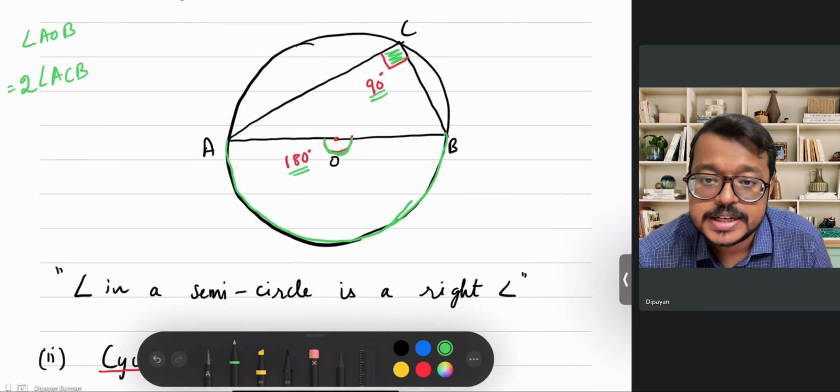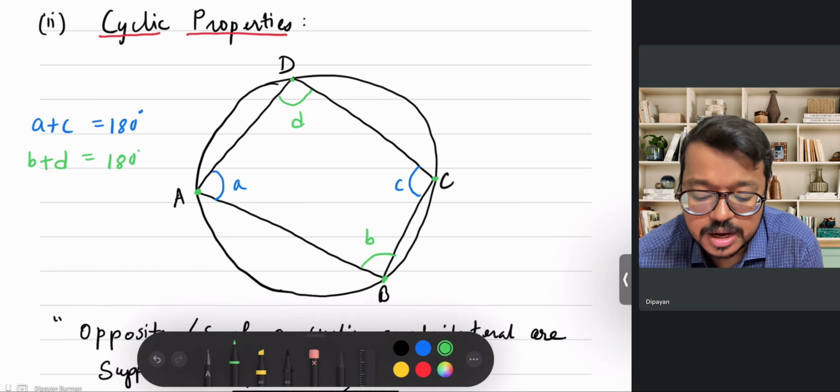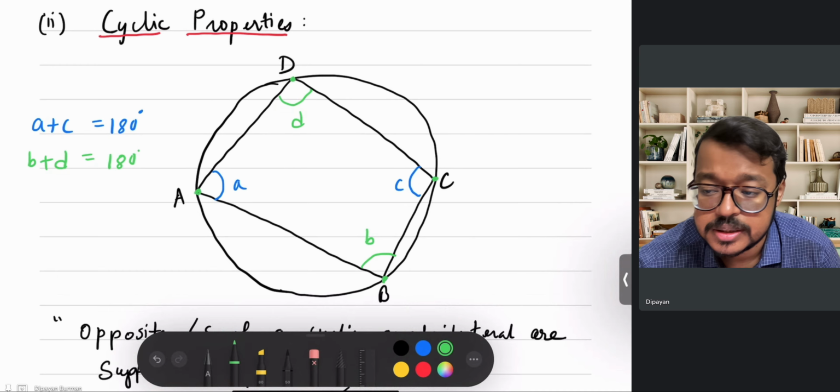Next, we have some cyclic properties. Cyclic properties are about the properties of a cyclic quadrilateral. A quadrilateral is any polygon with 4 sides. I will call a quadrilateral a cyclic quadrilateral if the 4 vertices of the quadrilateral are on the circumference of a circle. So for example, in this figure, ABCD is a cyclic quadrilateral because the vertices A, B, C and D are on the circumference of a circle.